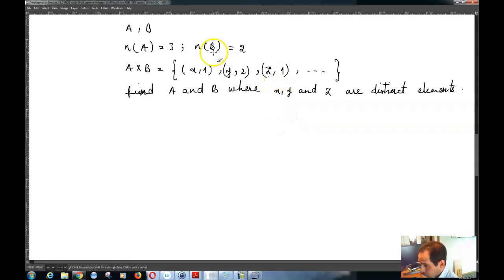Okay, so basically n of A is equal to 3 and n of B is equal to 2. That means that n of A times B has to have 6 elements. There has to be 6 elements over here.